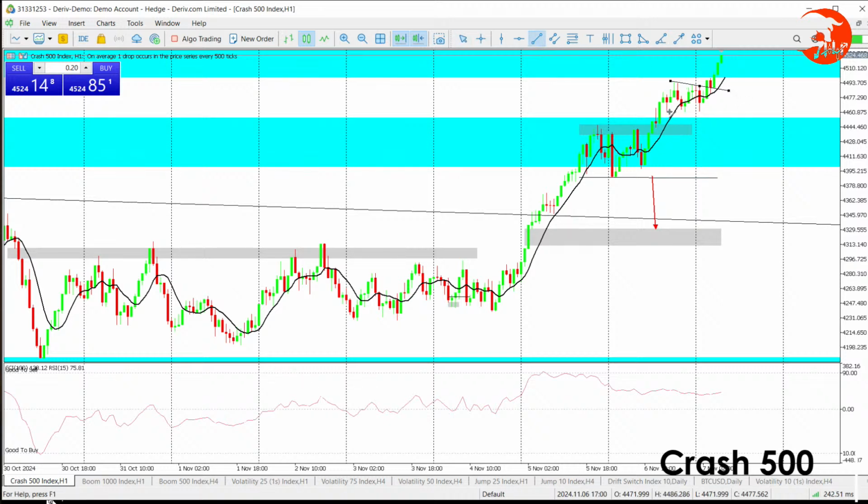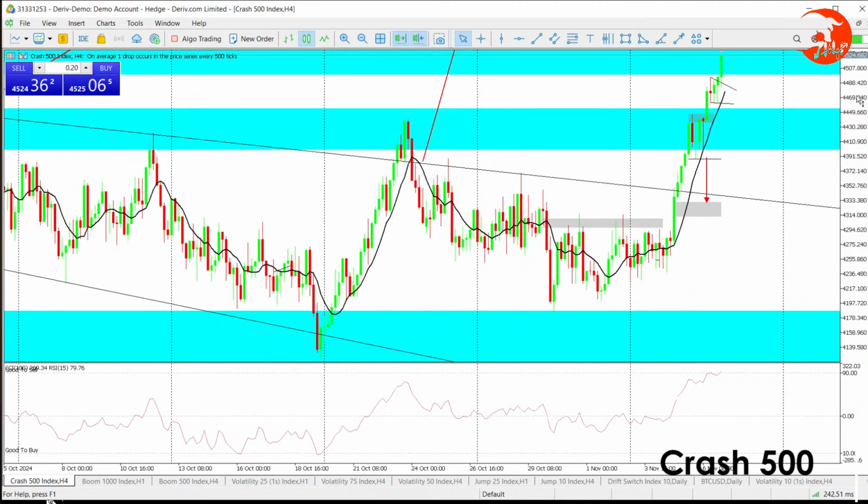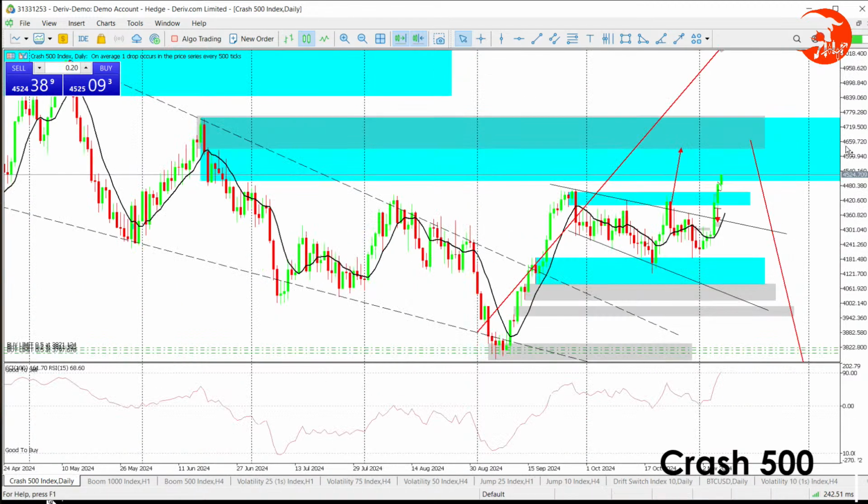Then after that we saw price continue into the buying trend. After breakout of that descending triangle there, you can see we had a retest, then continuation of the trend. Now we know where we are headed to, because that's what we've been waiting for.